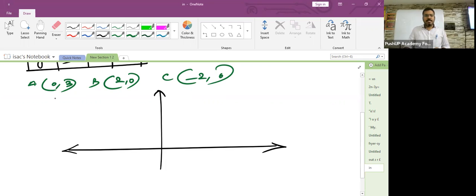Will 0,3 come on which axis? Who said that? Avilash? Then Namrata, you only tell me. Logic. Then tell me. 2,0 will come on which axis? Which line? This line or this line? X-axis? All right.